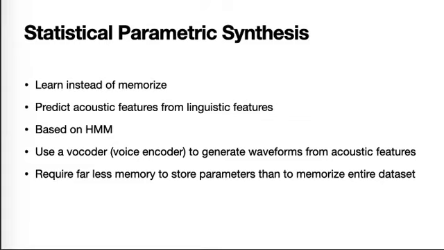Next, we will talk about statistical parametric synthesis. Instead of memorizing the units used for selection, we can learn parameters to generate waveforms. It requires less memory than concatenative synthesis because the only information that needs to be stored are the parameters of the model. These models predict acoustic features from linguistic features. They are usually based on hidden Markov models. Usually at the end, they use a vocoder or voice encoder to generate waveforms from acoustic features.